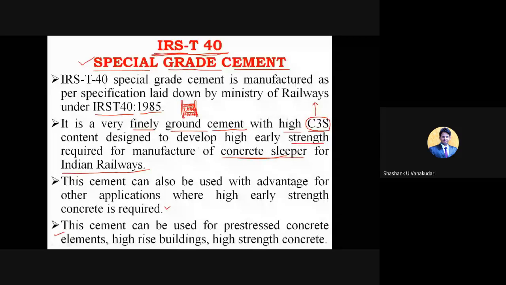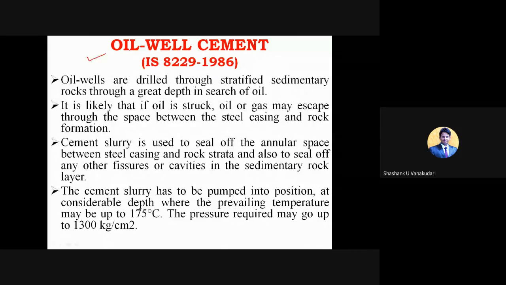Okay, and the next type of cement will be oil well cement. The name indicates oil well, in the sense that you have seen so many countries like Arab countries having oil wells. While constructing those oil wells, they use this type of cement, that is oil well cement, specified by the Indian Standard Code 8229 in the year 1986.